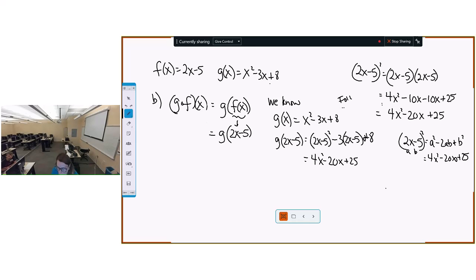Now I'm going to use the distributive law. That's a negative 3 times 2x, which is a negative 6x. And a negative 3 times a negative 5 is a positive 15. And bring down my plus 8. Now I'm going to collect like terms. This gives me 4x squared. I have a negative 20x and a negative 6x, which gives me a negative 26x. And then 25 plus 15 plus 8 gives me 48.